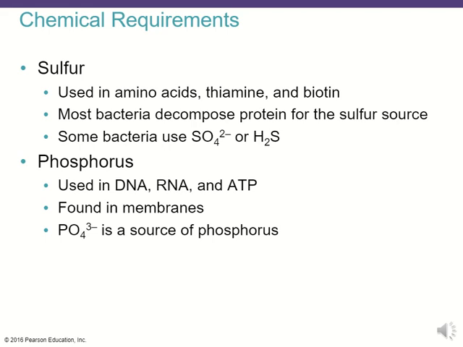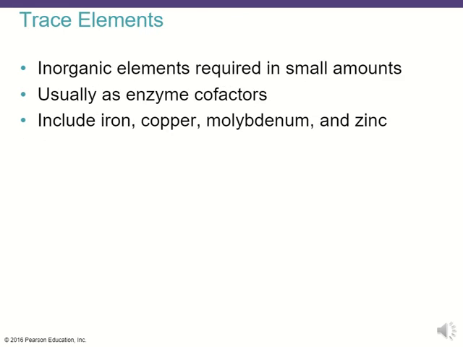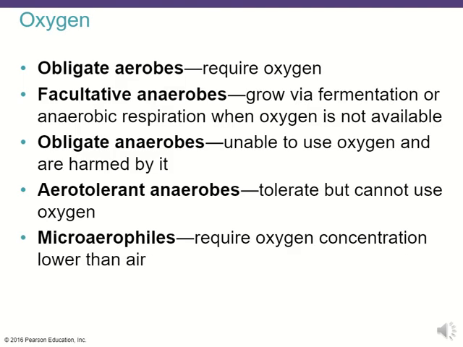And phosphorus is used readily in DNA, RNA, and ATP. It's found in the phospholipid membranes of cells, and phosphate is a typical source of phosphorus for many microbes. There are trace elements, which are inorganic elements that are required in small, minute amounts. Usually they are involved in enzyme cofactors, and these can include a variety including iron, copper, molybdenum, as well as zinc.